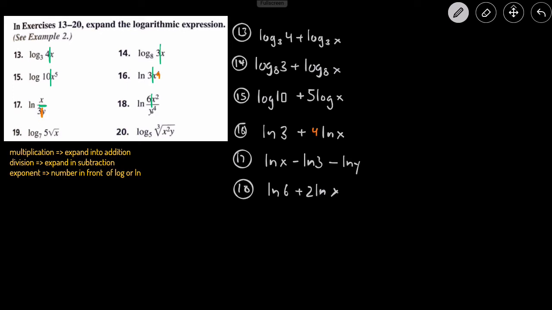Now to take care of the bottom part. Since this y is on the bottom, we're going to put a minus ln of y. And then the exponent of 4 just becomes a number in front of that. So we'll just put a 4 right here.